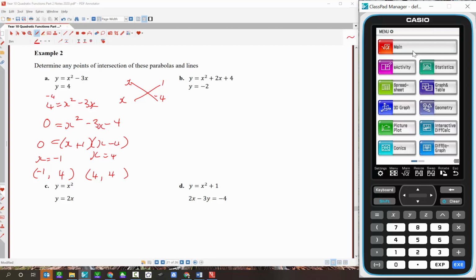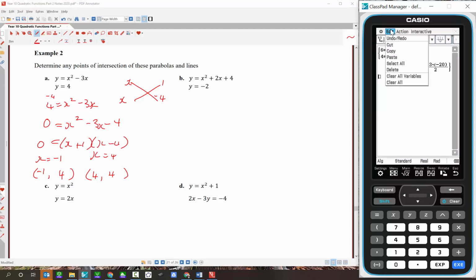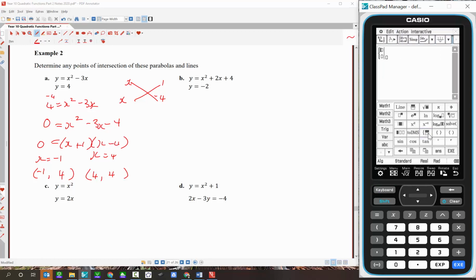Yet another way to find out where they intersect is to go into main. And what we do is we grab the simultaneous equations template and type in our equation. So y equals x squared take 3x and y equals 4, solving for x, y, and it gives us the two ordered pairs. All right, let's try this one here.